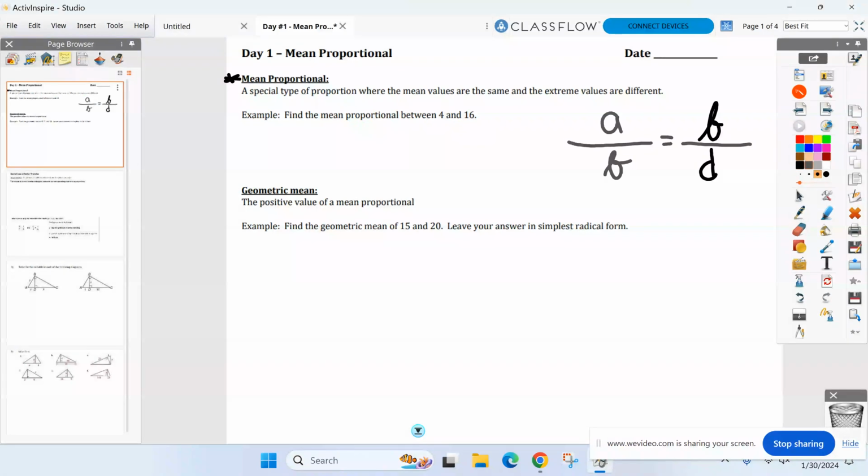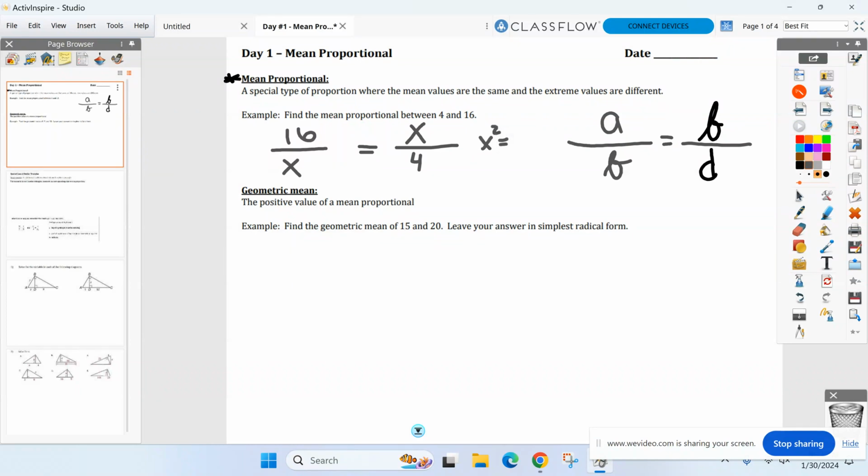So that's what I'm going to ask you to set up in this first example. Give me a mean proportion between 4 and 16. I'm asking for a proportion, since it says mean proportion, where the means are the same. So we can put any variable you want there. The means will be the same in this proportion, but the extremes are 16 and 4. Means are the same in a mean proportion. That's what I'm looking for. If your numbers are 16 and 4 for your extremes, give me two numbers that multiply to the same thing that are the same. So cross multiply, I get x squared equal to, bust those calculators out.